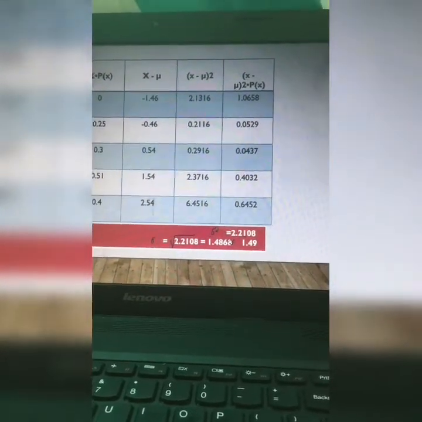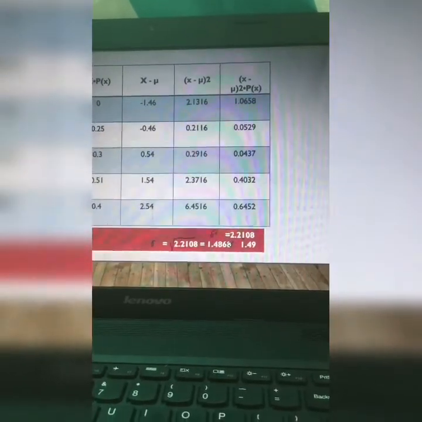And now for our last column, which is x minus mu squared times p of x, we just have to multiply p of x and x minus mu squared, like this one. 0.5 times 2.1316 equals 1.0658. 0.25 times 0.2116 equals 0.0529. 0.15 times 0.2916 equals 0.0437. 0.17 times 2.3716 equals 0.4032. 0.1 times 6.4516 equals 0.6452.